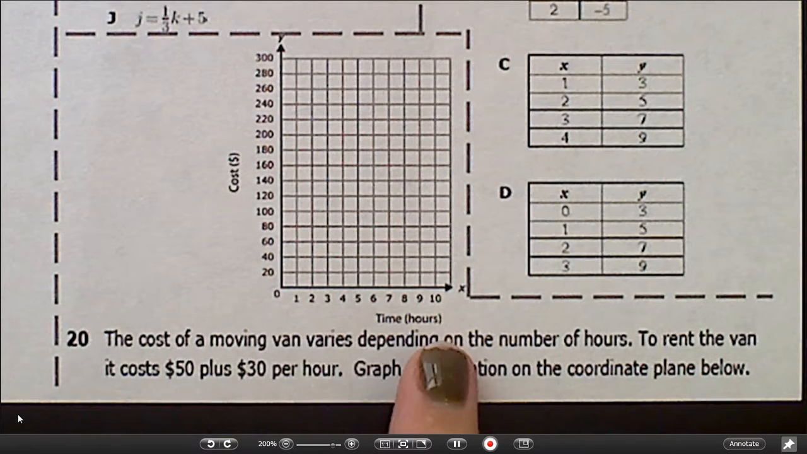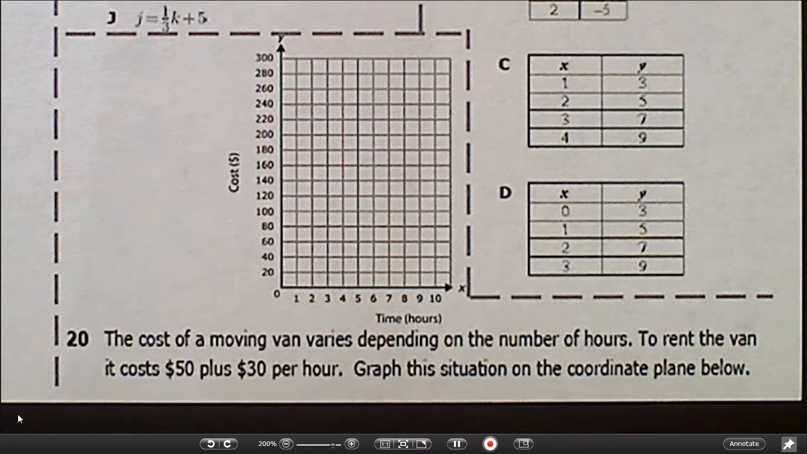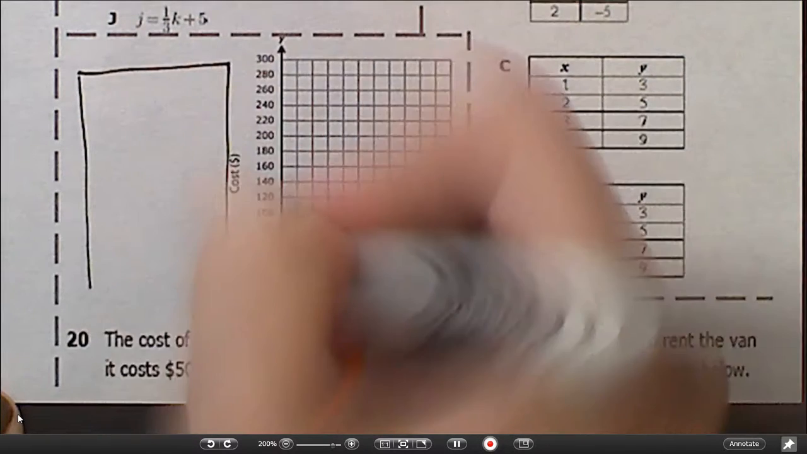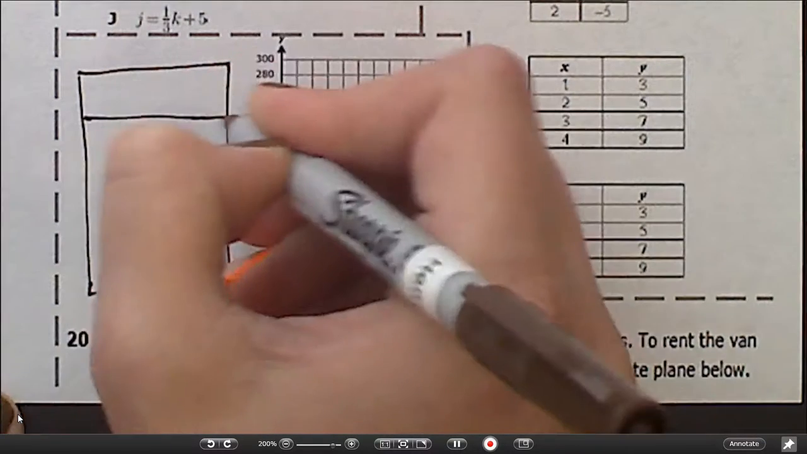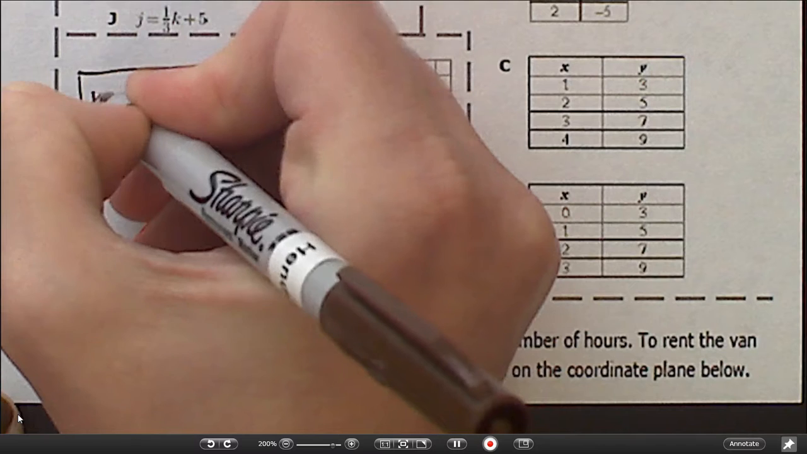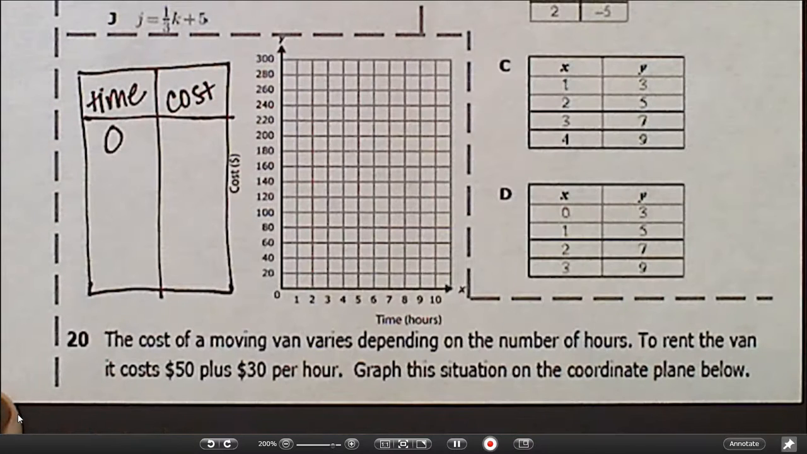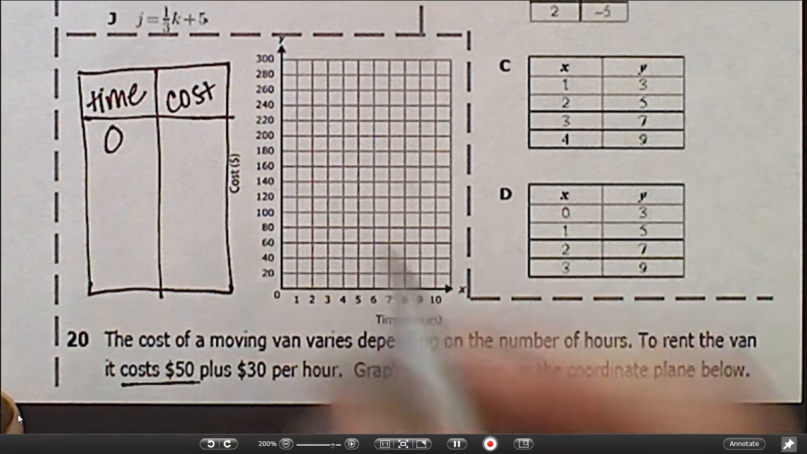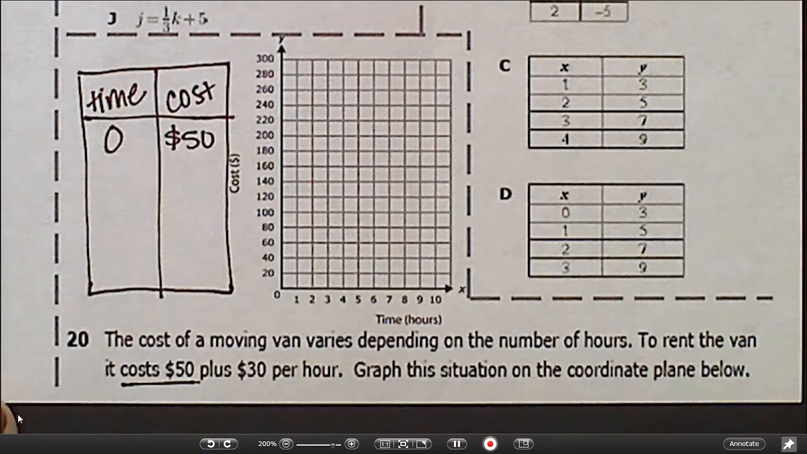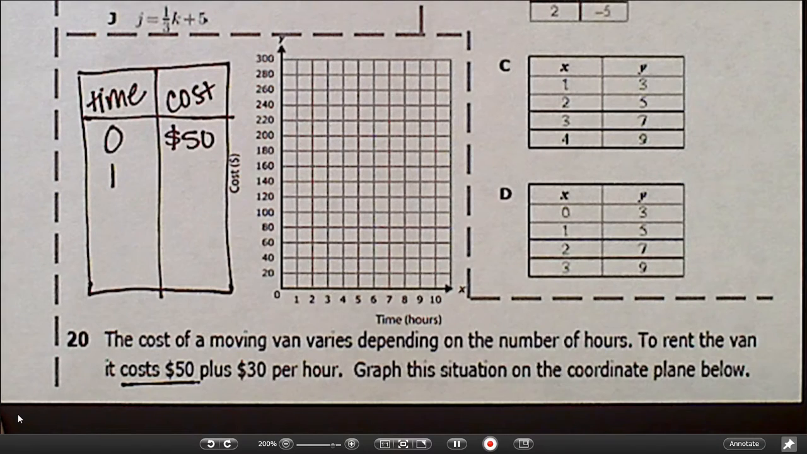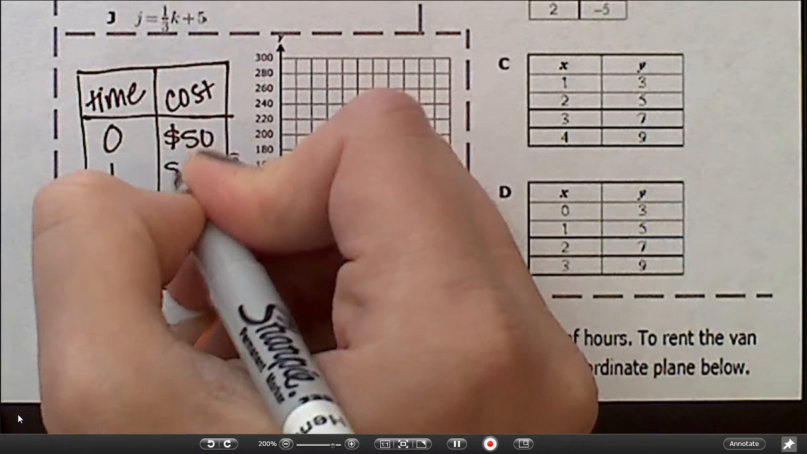So here's our time and here's our cost. If I were you, I would start by drawing a table. And I would have time and cost. And if I were you, I would start at 0 hours. And I know that at 0 hours it's going to cost $50, because that's off the bat without driving anywhere. It's going to cost me $50. Then I know that for 1 hour it's going to cost me an extra $30. So what's that going to be? $50 just to rent the van plus $30 for that hour is $80.